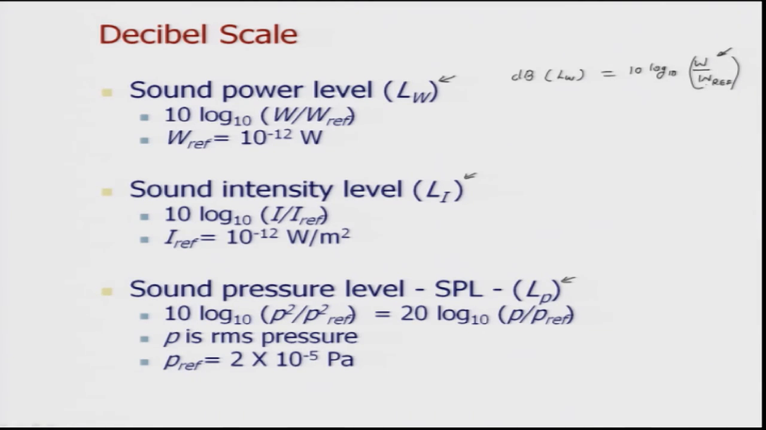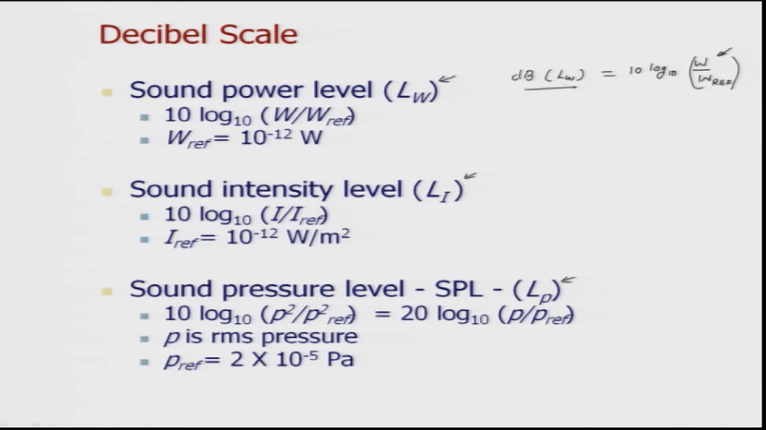W ref is the RMS power level of a reference device, which in this case is 10 to the power of minus 12 watts. Once again, W is the amount of power or acoustical power, that is its RMS value. So that is W. W ref is the reference value, and if I take the log of it on a 10 scale and multiply it by 10, I get decibels.